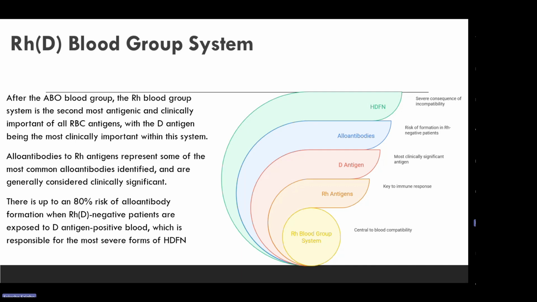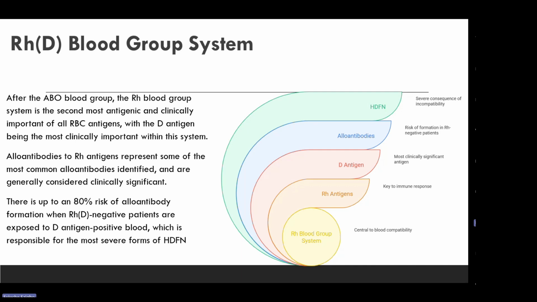Rhesus anti-D is very, very common, so I hope you've come across it before. There is up to an 80% risk of alloantibody formation when rhesus negative patients are exposed to D antigen positive blood, which is responsible for the most severe form of hemolytic disease of the newborn. So when a mother is rhesus negative and is carrying a rhesus positive fetus, there is an 80% risk of developing antibodies that can attack the fetus.